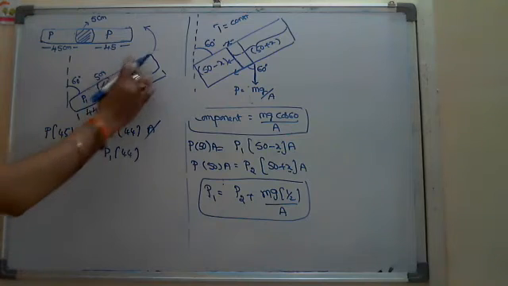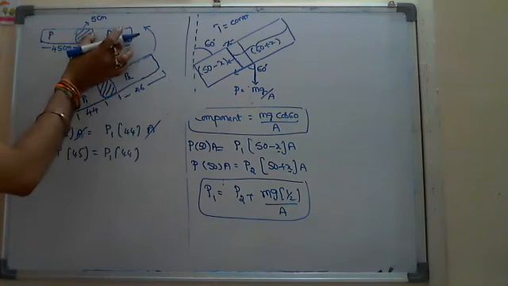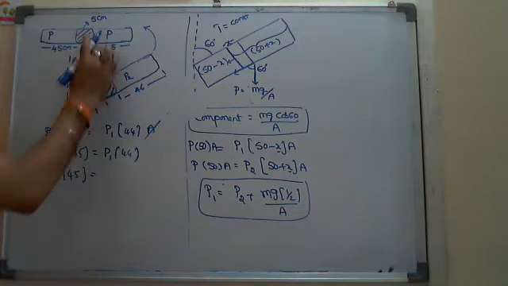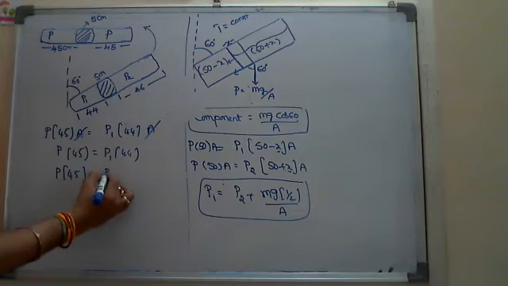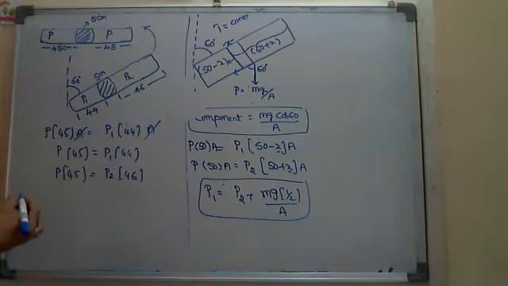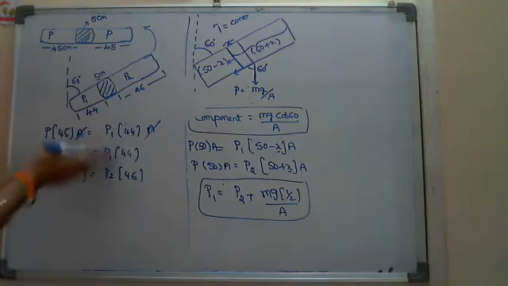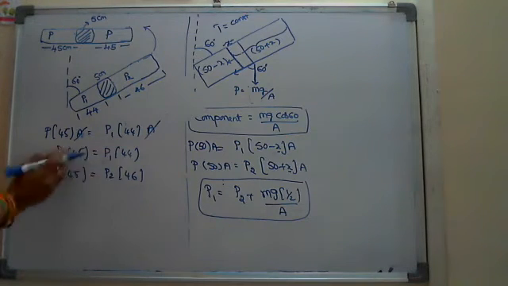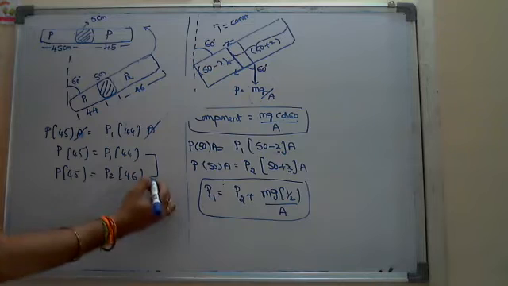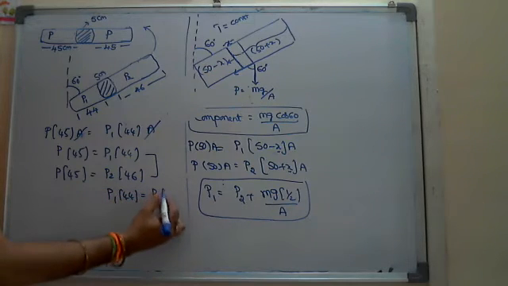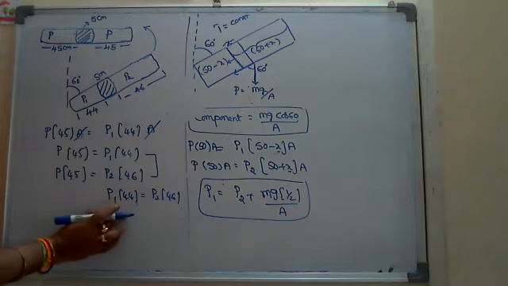But on the other side, before tilting, P into 45 is equal to P2 into 46. Of course, A on both sides gets cancelled. So if you equate these two, you will get a relation between P1 and P2, neglecting the left hand side because both are equal. That implies, by equating these two, P1 into 44 is equal to P2 into 46. This is what I am saying.